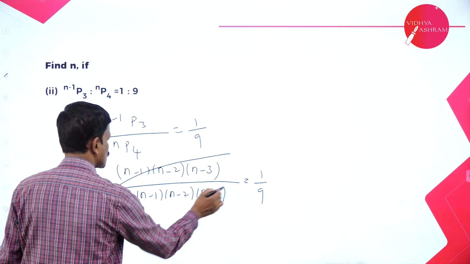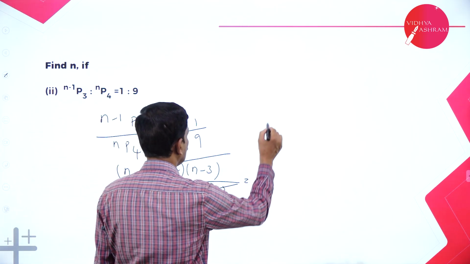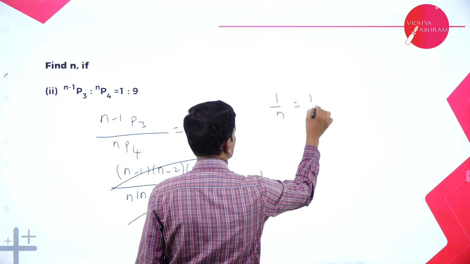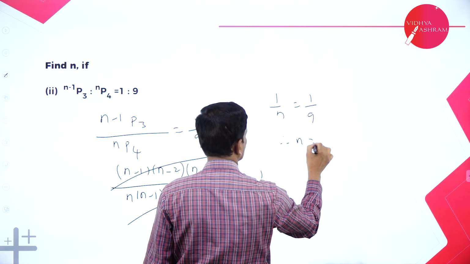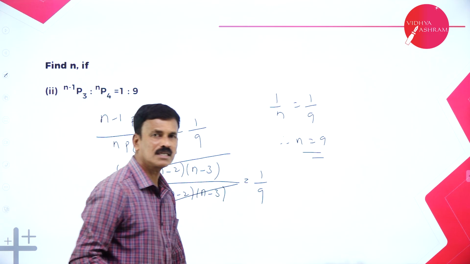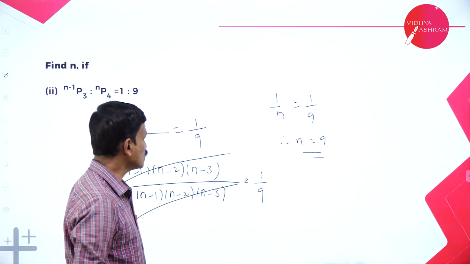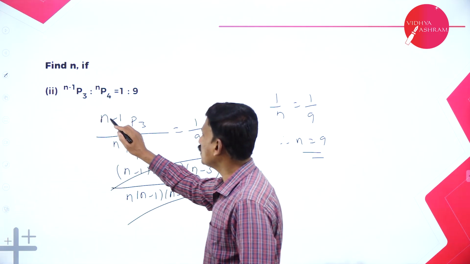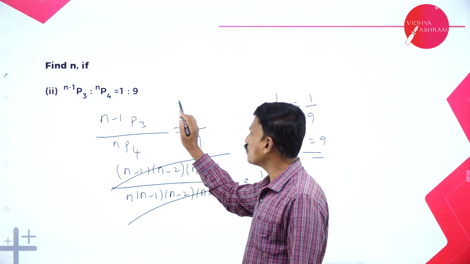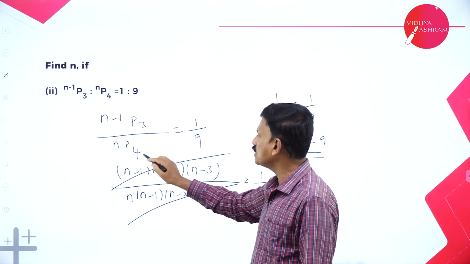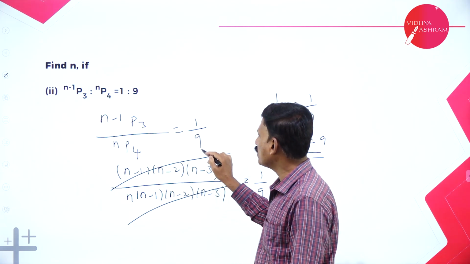These three get cancelled. So what is left over? We have 1 over n is equal to 1 by 9. So therefore reciprocate it. n is equal to 9. That's it. Okay. Very simple concept. So (n minus 1)P3 is to nP4 is equal to 1 is to 9 means (n minus 1)P3 by nP4 is equal to 1 by 9.